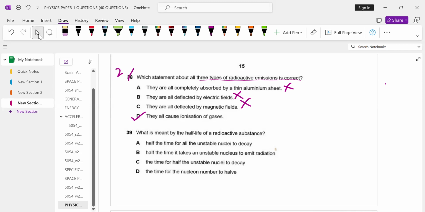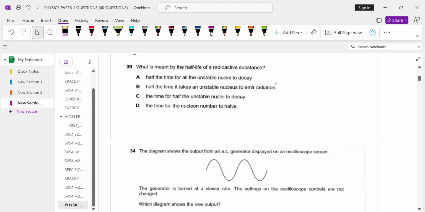Then question number 3. What is meant by half-life of a radioactive substance? For this question, you need to remember the definition of half-life. Half-life is the time for half of the unstable nuclei to decay. So option C is correct for question number 3.